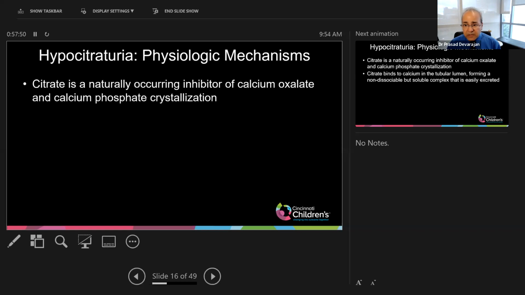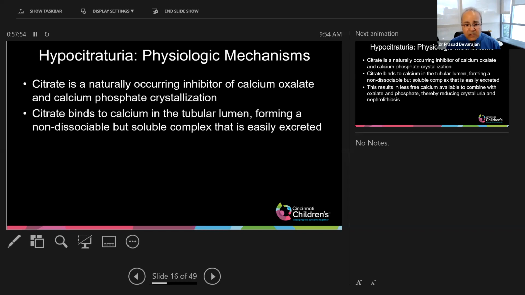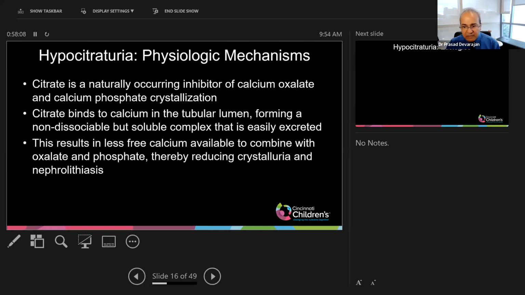Citrate binds to calcium in the tubular lumen, and it forms a non-dissociable but beautifully soluble complex that is easily excreted, and we just pee it out. So even if the calcium level in the tubular lumen is high, if your citrate level is normal, you don't get kidney stones because you don't have enough calcium there to combine with oxalate and phosphate. Remember, calcium oxalate and calcium phosphate are insoluble, and they deposit as crystals and stones, whereas calcium citrate is beautifully soluble, and we just pee it out.